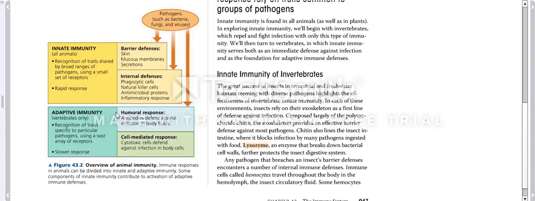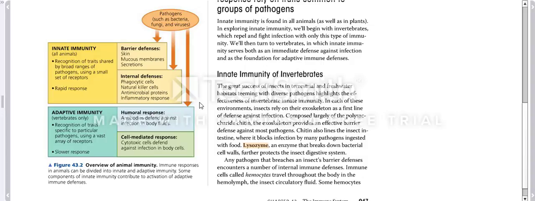Now, it's noteworthy to know that adaptive immunity, which can also be called acquired immunity, is called adaptive because it compiles receptors as a response to previous exposures to pathogens. And so it's an adaptive feature of your immune system. It's something that changes over time and utilizes things that have happened so that it can become better.